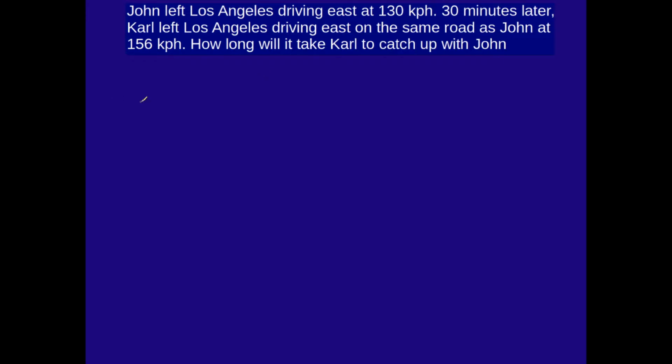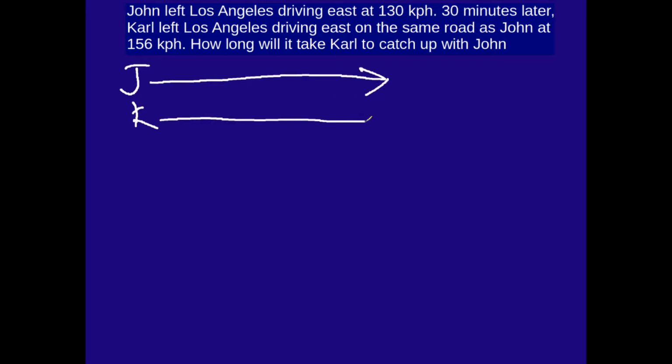We have two people here. We'll just call them J and K. And they're both heading east, both going in the same direction. The only difference is that Carl starts 30 minutes later, or you could say half an hour later. So negative half an hour, something like that. That is the only difference between them. Also, Carl is traveling faster. This is why he will be able to eventually catch up with John, even though he left later.